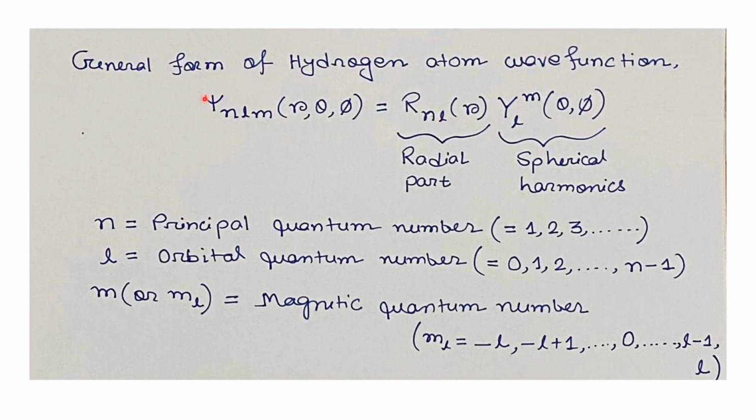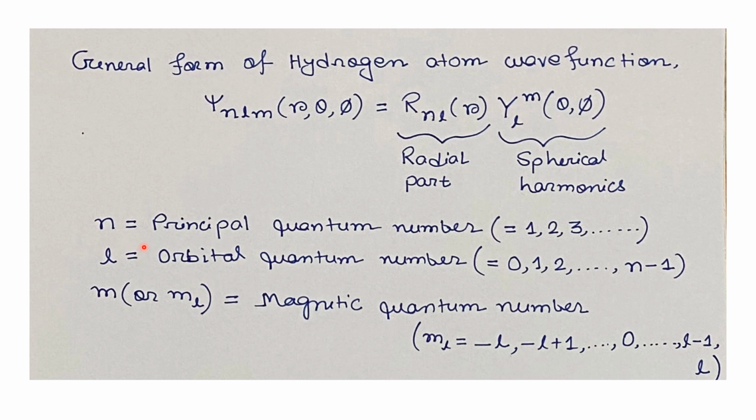The general form of the hydrogen atom wave function is given by ψ_nlm(r, θ, φ) in spherical polar coordinates, equal to the multiplication of two functions. The first function is R_nl(r), which is the radial distance part. So basically this function is the radial part of the wave function, and the other function is Y_lm(θ, φ), known as spherical harmonics, which contains the angular information of the wave function.